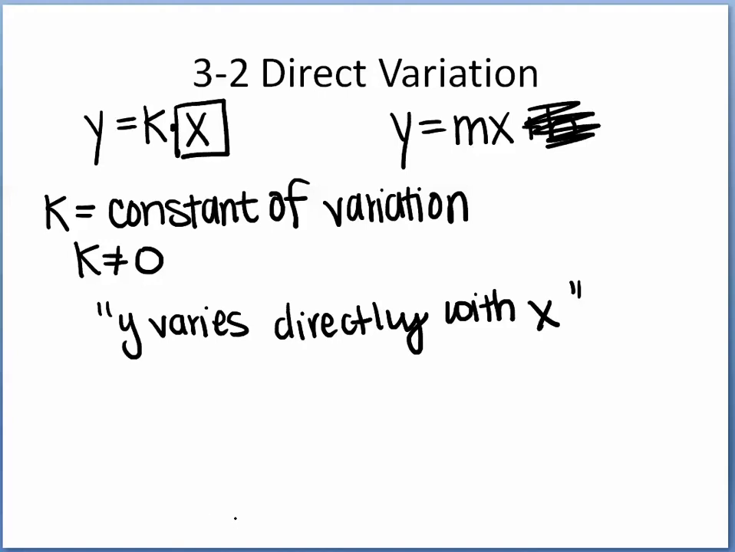So let's look at some examples of some situations where y and x are varying directly. Okay, first let's just look at some equations. So, for example, y equals 2 times x. So k is 2. So this is a direct variation.